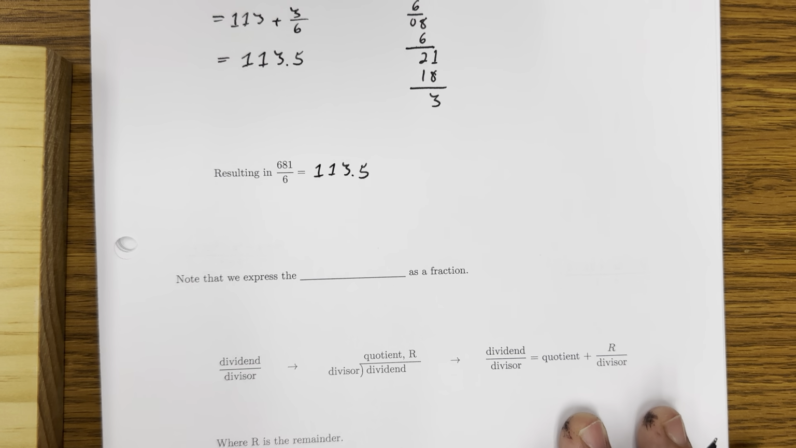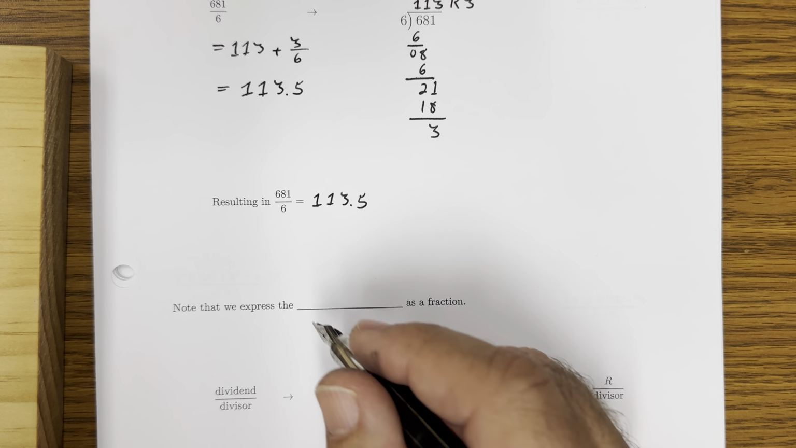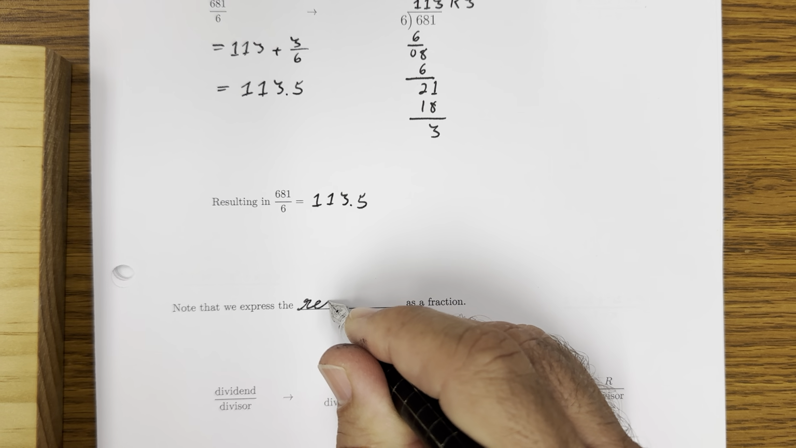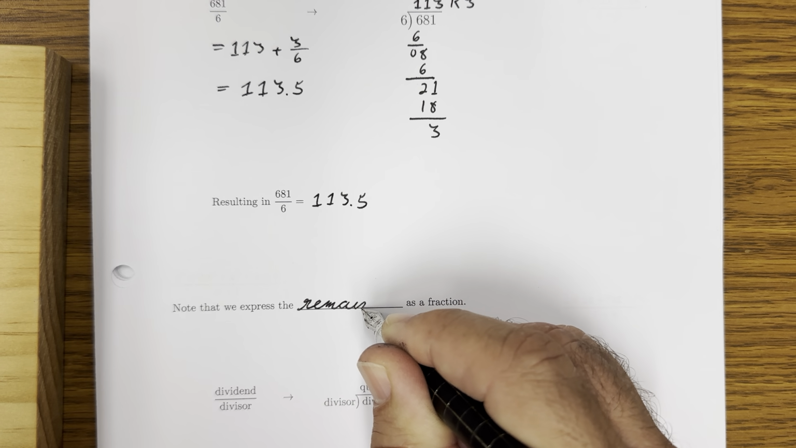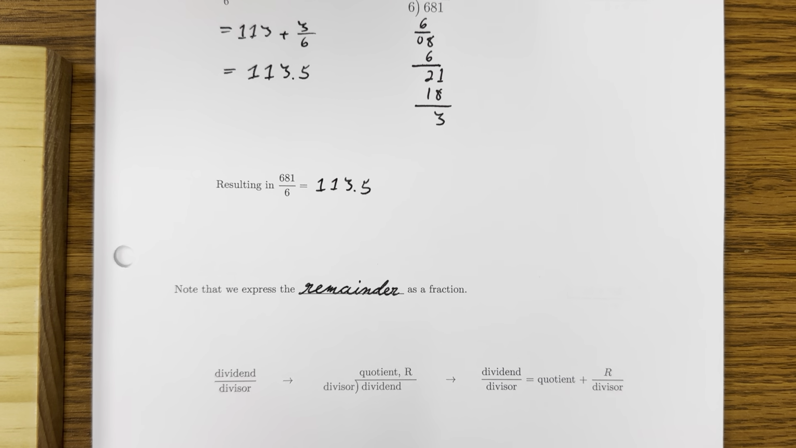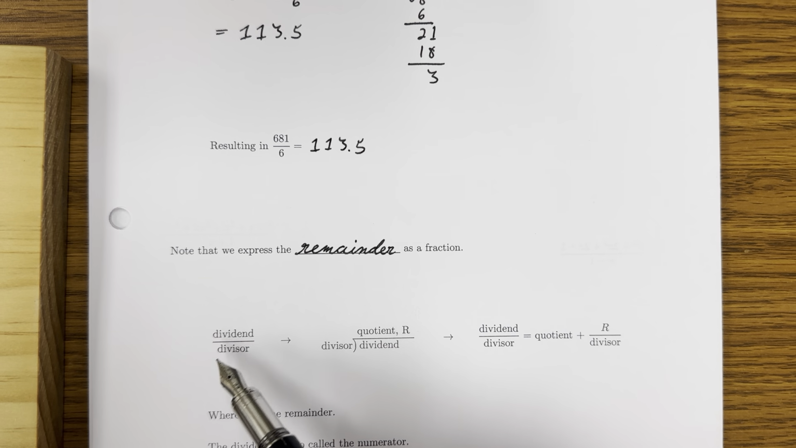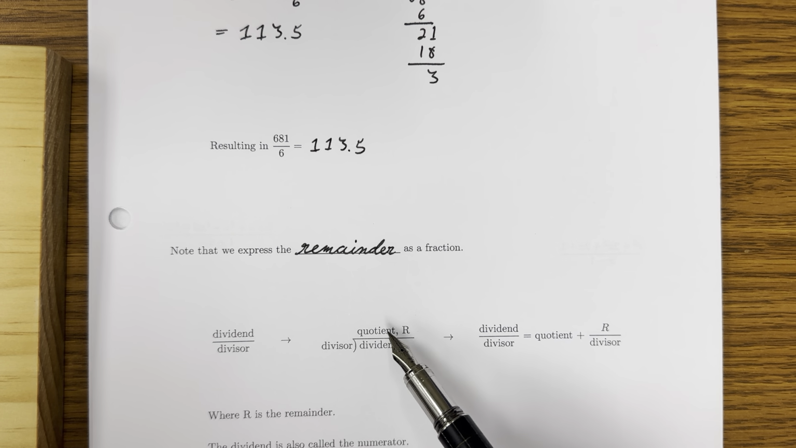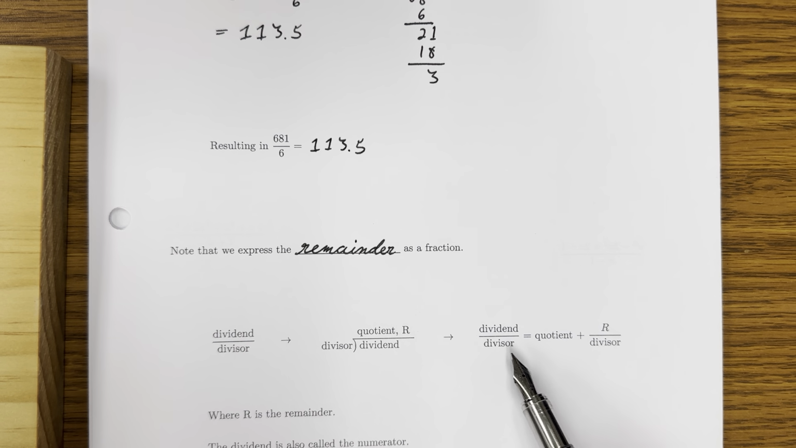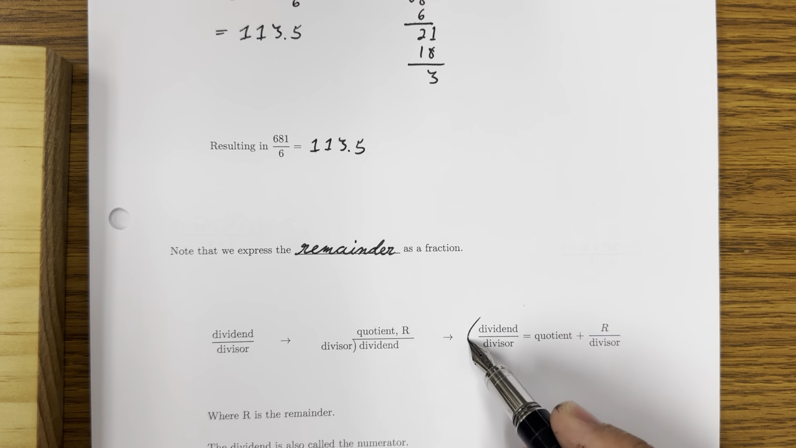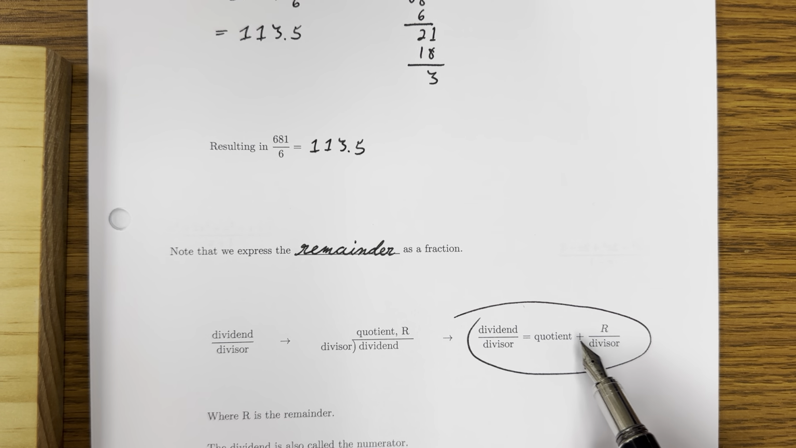So, the important thing to take away from the above example is that we express the remainder as a fraction. When you have the dividend divided by the divisor, the divisor goes here, dividend goes here. You've got your quotient, which is just the result of doing the division, and then a remainder. And so you just rewrite everything like this: the quotient plus the remainder over the old divisor.